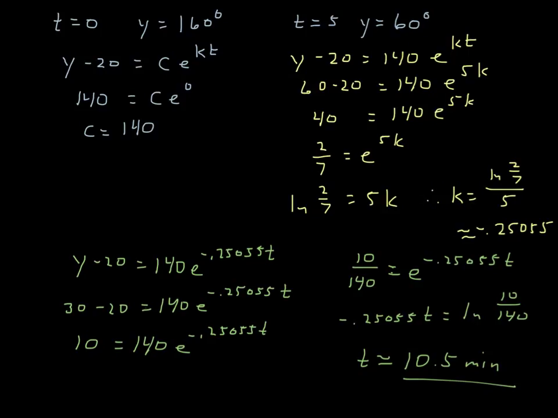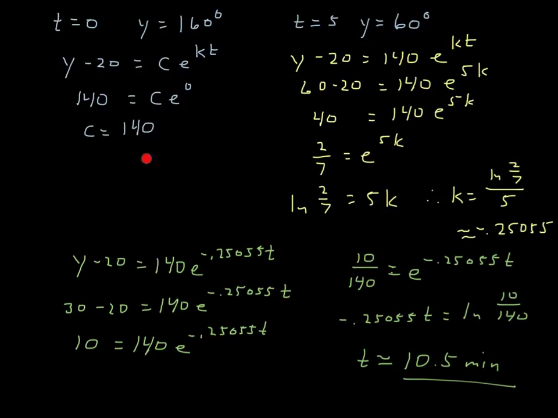Now, one mistake students make with a problem like this is they think of this as a PERT problem because it looks like a PERT problem, but it's not. Okay? We know that when t equals 0, y is 160. So if I plug that information in, I get 160 minus 20, which will be 140, equals c e to the k times 0, or c e to the 0 power. E to the 0 is 1, so in this case I find that c is actually equal to 140.